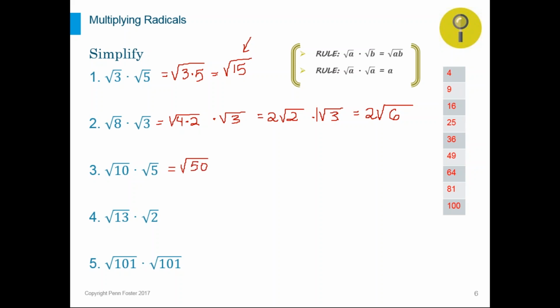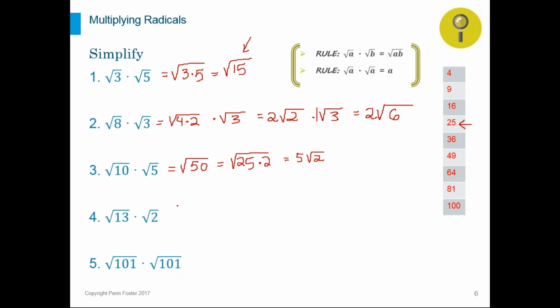Now 50 has a perfect square factor, 25. So I'm going to break down the 50 because I always want to put my answer in the simplest form I can get. So that is 25 times 2, which is 50. The square root of 25 is 5, and then the square root of 2, and that's your final answer.